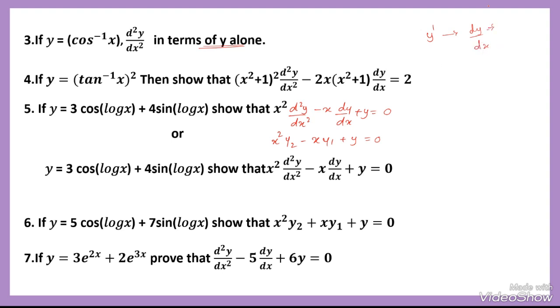Also it can be written as y1. Many functions have to be expressed. Here again, similarly, d square y by dx square can be expressed as y2 or y double dash, or it can be written y2, y double dash.